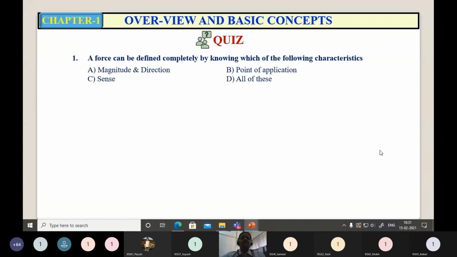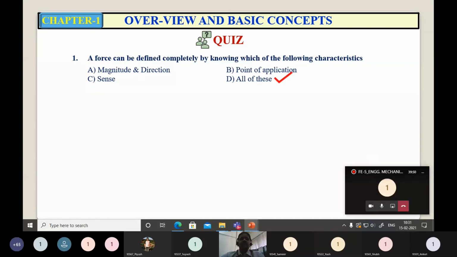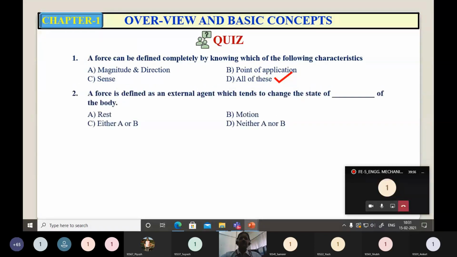A force can be defined completely by knowing which of the following characteristics? Magnitude, direction, point of application, as well as sense. A force is defined as an external agent which tends to change the state of rest or motion of the body.